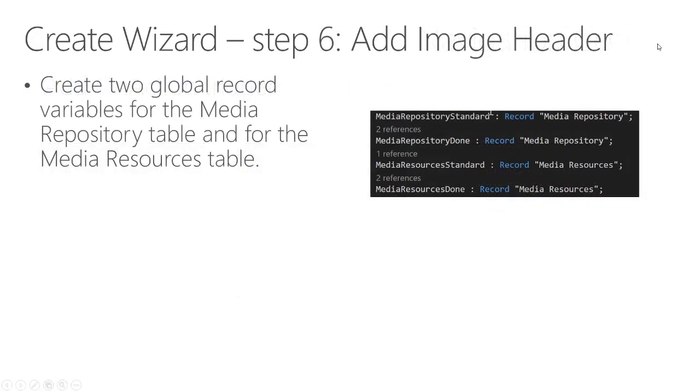And finally, we set image headers. These two global record variables for media repository are essentially hard-coded. This should really go into a snippet. There should really be a snippet for a wizard. This is one of the examples that is part of our workshop. I don't think we're going to put this into a video. But yes, the wizard is using these media repository standard record variables.